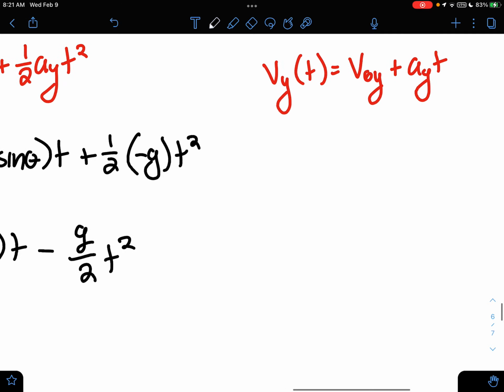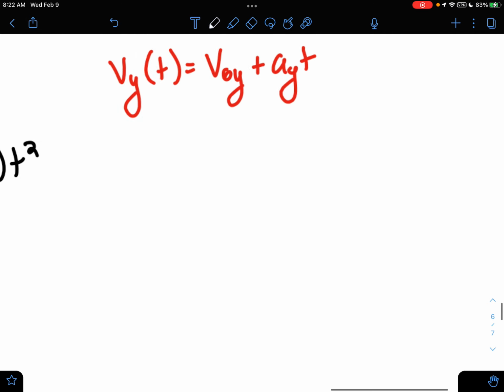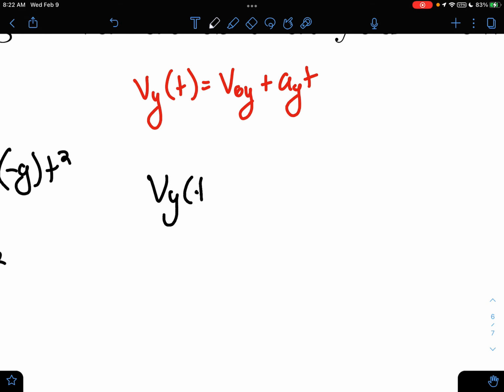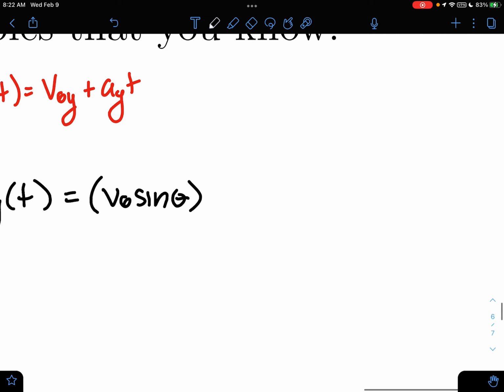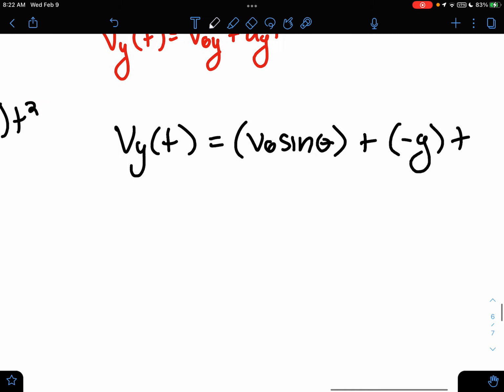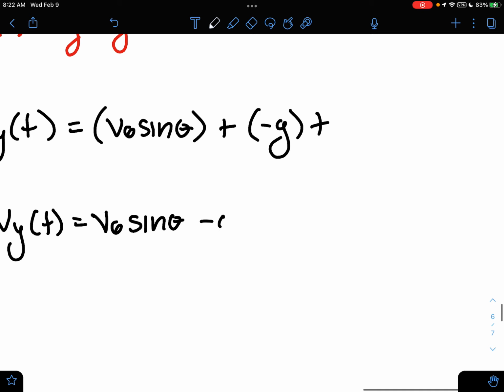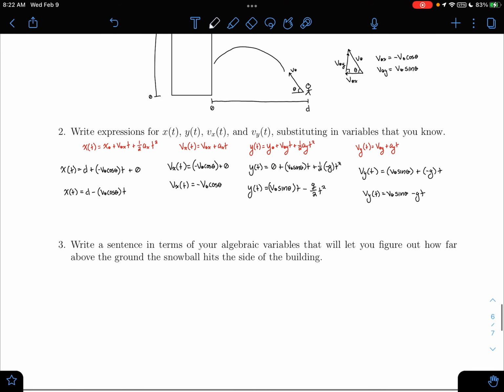Cool. Now finally, Vy of t. So the same thing, V naught sine theta, and again, our acceleration is going to be negative g t. So just rewriting that, V naught sine theta minus gt. Cool. Got all of our equations. We got through it.